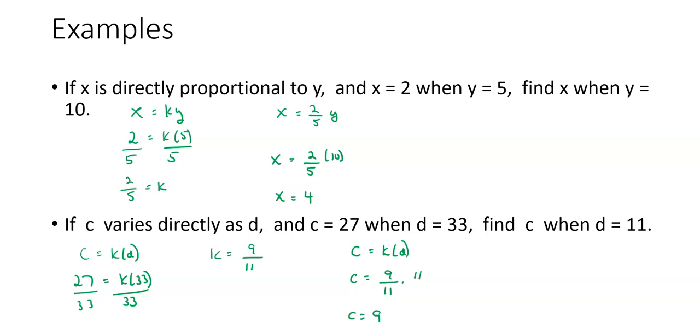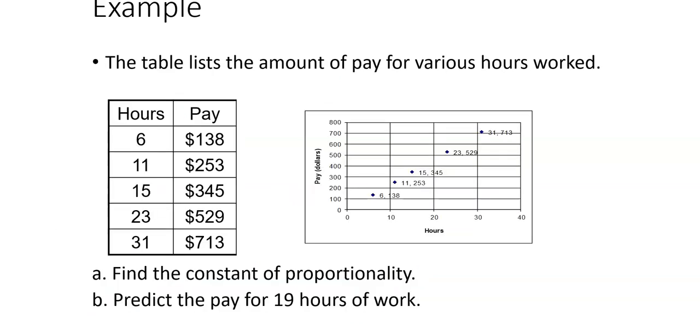Right, what if this problem was given to us in table and graphical form? So the table lists the amount of pay for various hours worked. 6 hours pays $138 and so forth. You can read down the table. We're assuming that this person makes the same rate, that they don't get more if, let's say, they work more than 20 hours in a week, then maybe they get a little bit extra. No, this person's making straight time all the way through.